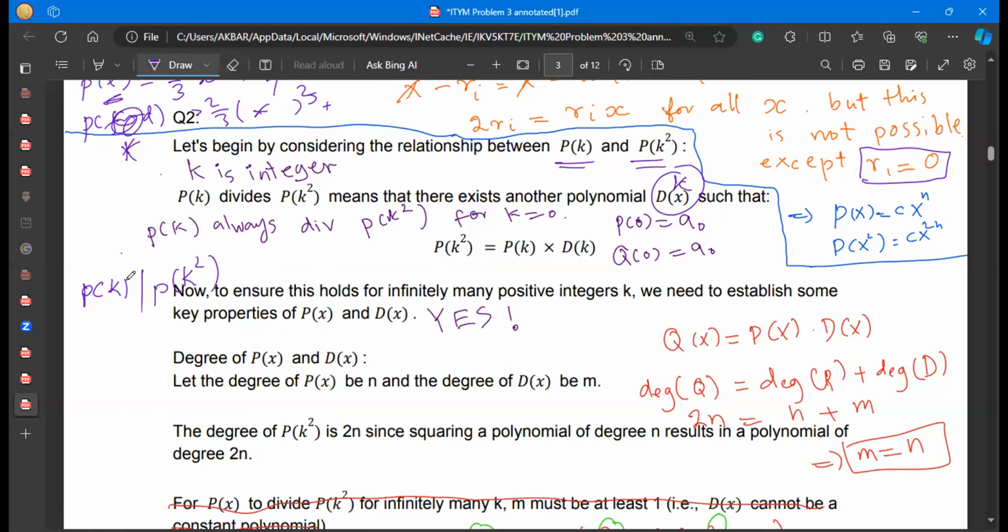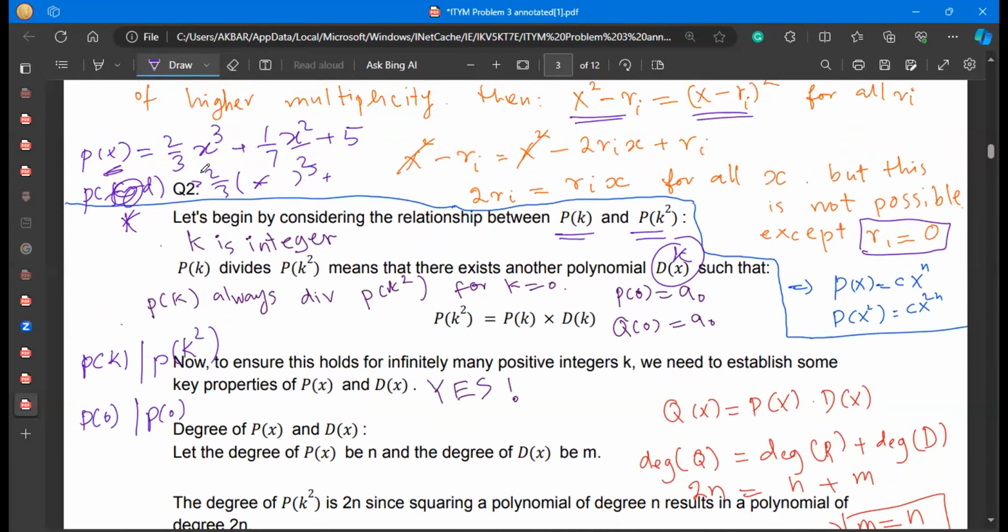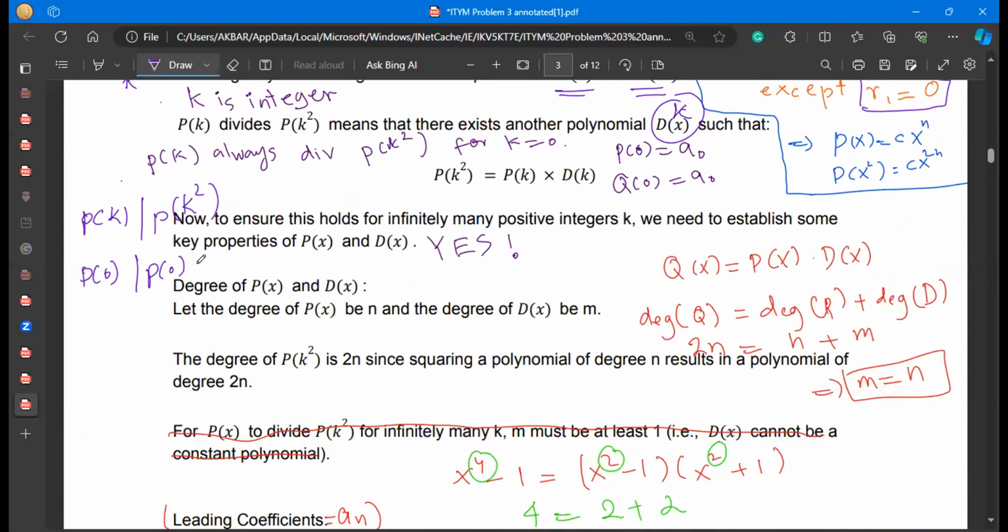In this case I'm taking p(k) divides p(k squared). This thing should be true for p of 0 dividing p of 0, which is obvious, unless p of 0 is a zero polynomial, in which case we cannot make sense of division. Otherwise it is okay to say that p of 0 divides p of 0 if it has a constant term. Putting 0 would kill all the terms that contain the variable x. If I put 0, I remain with 5, and with 0 squared, again I have 5. 5 divides 5, and that is okay. So this is the base case.